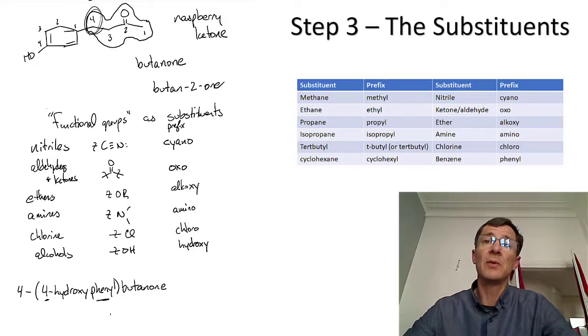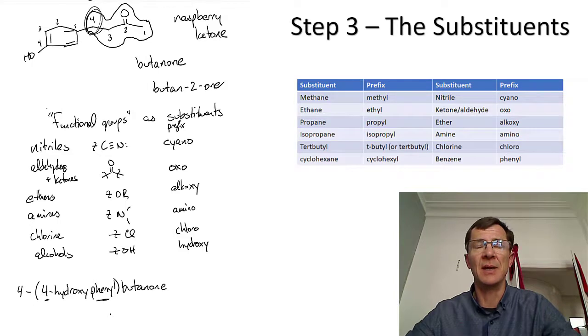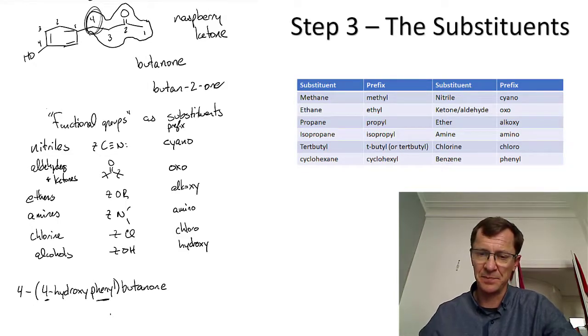So that's 4-(4-hydroxyphenyl)butanone. Now we've indicated the molecule. Again, you could have written butan-2-one and it wouldn't have bothered me. It's not technically IUPAC correct, but it shows plenty of understanding in the material.